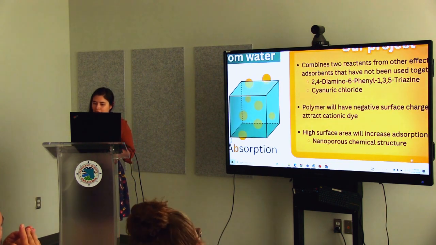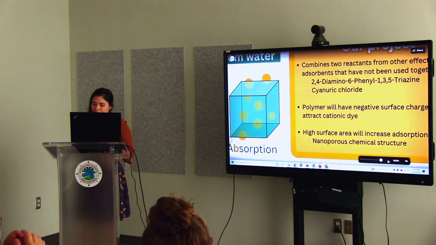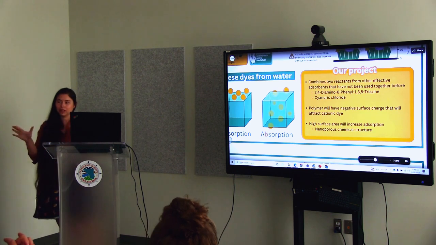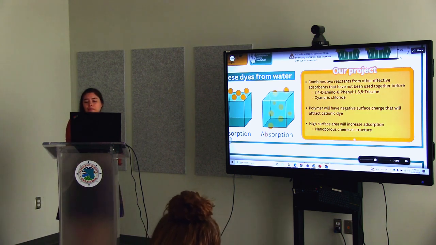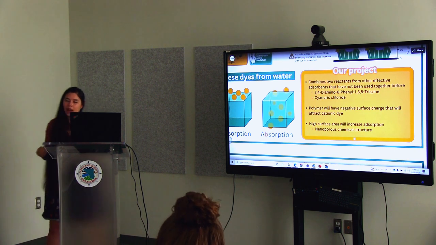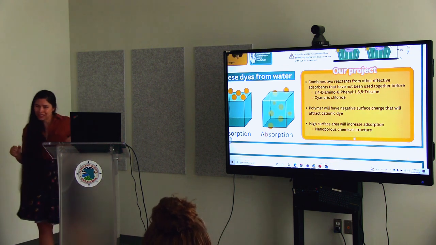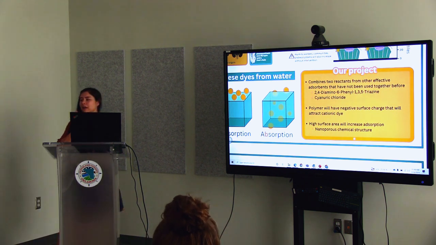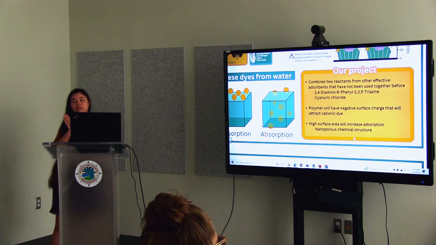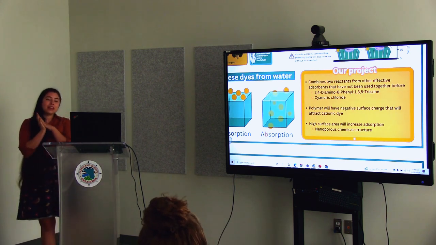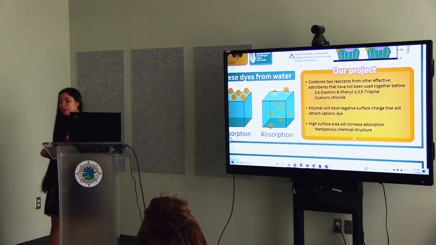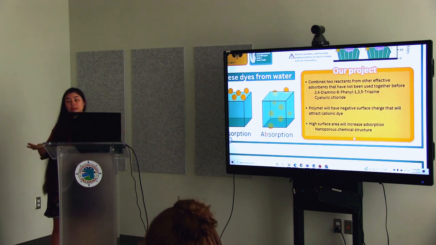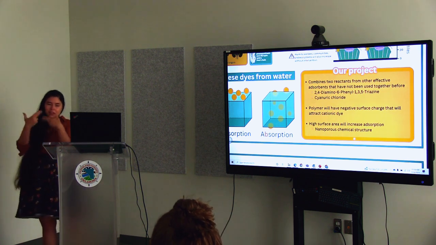All right, so our project, let's see if I can get a little bit zoomed out here. Our project combines, the reason we picked these two products is they've been used before to make successful adsorbents, but they've never been used together. So like, you know what, this guy's great, maybe we're going to make a dream team together. We're targeting specifically crystal violet dye. Another thing that's good about this combination is we expect our product to have a negative surface charge, and the dye is cationic, which means it has a positive charge, so opposites attract.